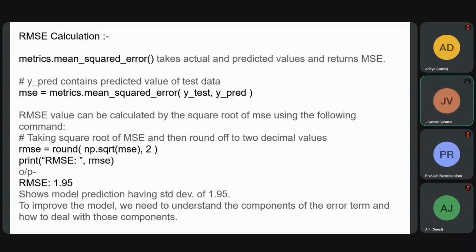Passing the needed parameters to it, and computing the value of MSE, rounding the value, and then printing it, we get the value of 1.95. So it shows that the model prediction has a standard deviation of 1.95. To improve the model, we need to understand the components of the error term and how to deal with those components.